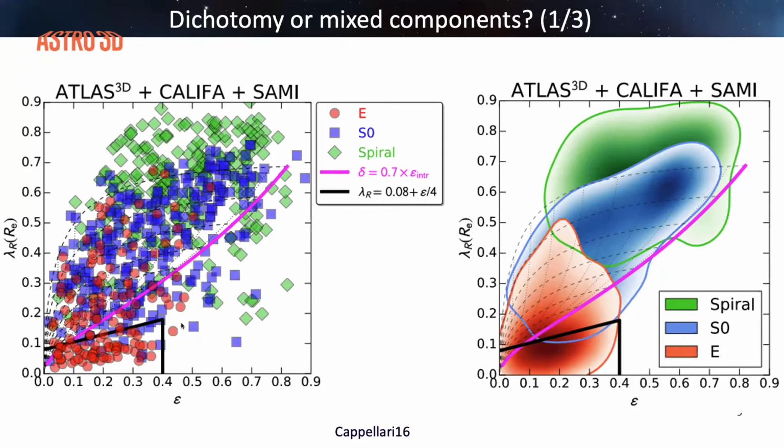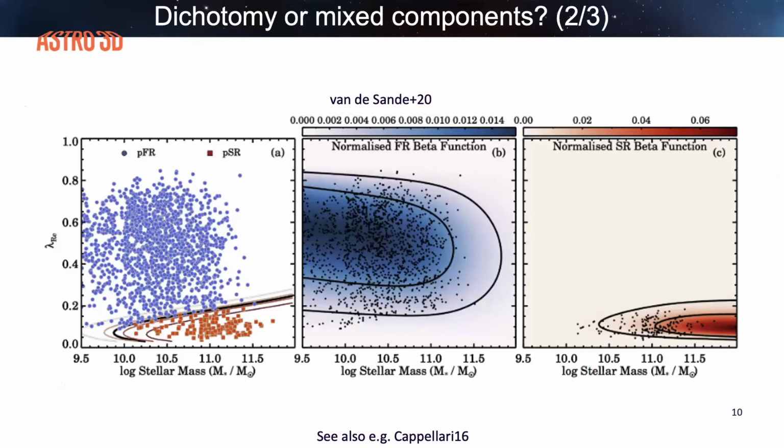And one such method that was recently published just late last year is to use Gaussian mixture models to try and identify statistically the most probable fast and slow rotators. So this is what these PFR, probabilistic fast rotators, and PSR, probabilistic slow rotators, are. And we can see that they occupy different spaces, but that they overlap in even the stellar mass and lambda space, but also in lambda ellipticity space.